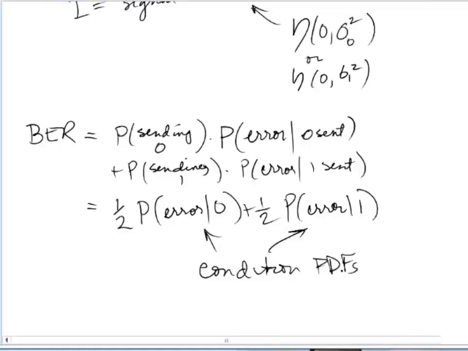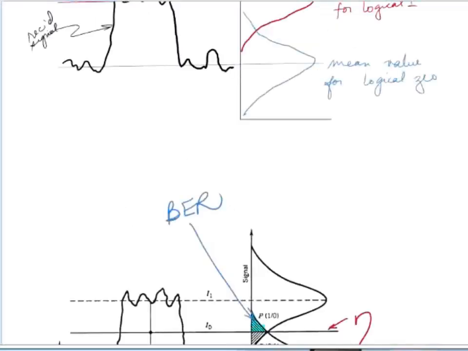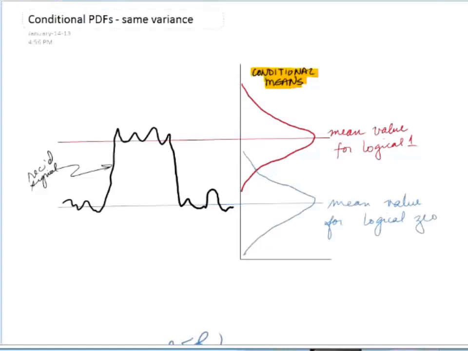Let's think first of systems that you've typically seen in a digital communications course. In a digital communications course, the additive noise is typically not signal dependent, it's signal independent, which means it has the same variance for both logical 0 and logical 1. So if we look here, we have the received signal, which is wiggling around 0, jumps up, wiggles around 1, goes down, wiggles around 0.